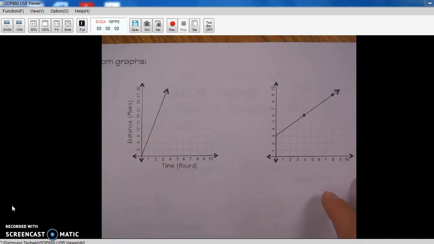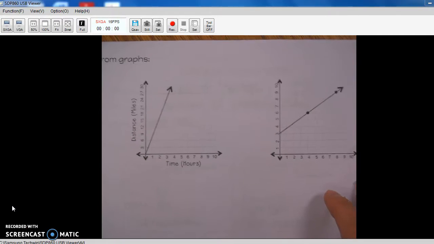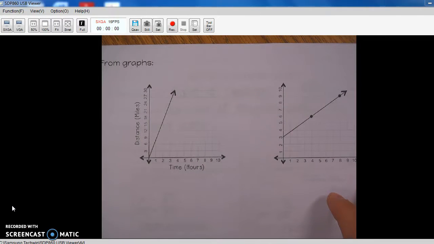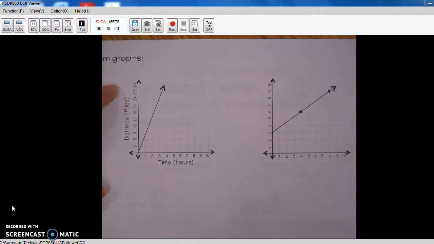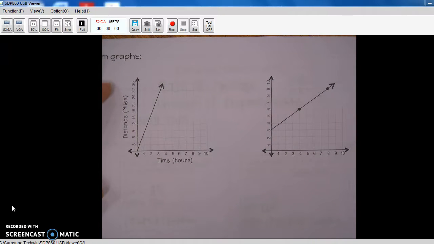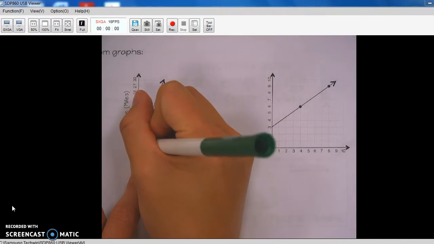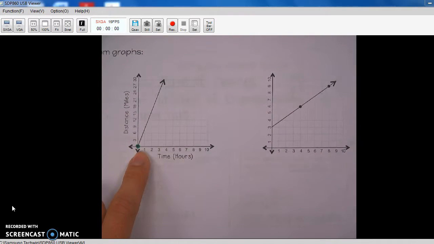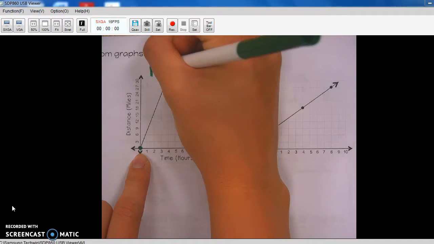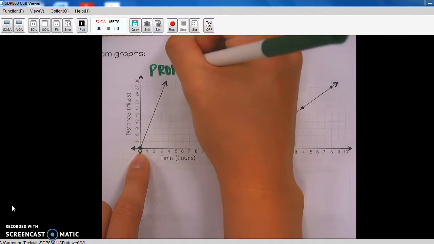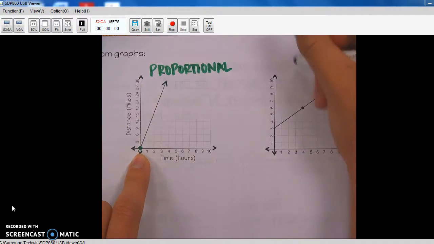So remember, from graphs, we can always pick points and make tables from there. So this is going to be really similar to what we just did with the tables. One thing you can go ahead and do, though, from looking at the graph is determine if it's proportional or not. So this graph on the left is proportional because it starts at 0, 0. My line crosses the y-axis at 0. That just tells me there is no starting amount.